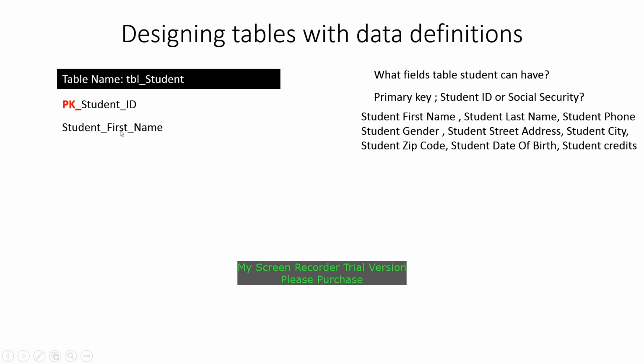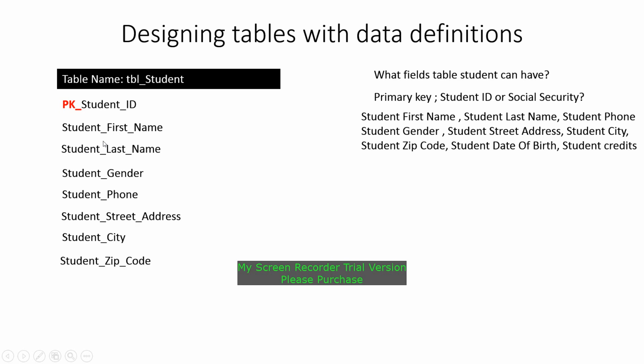Then we write the field student underscore first underscore name. Again, we don't use any spaces, we use underscores. Student last name, student gender, student phone, student street address, student city, student zip code, student date of birth, and student credits. This is sample data which people usually store for a student, right? Now let's assign data definitions for it, meaning data types. And please refer to the notes which I posted for this class.